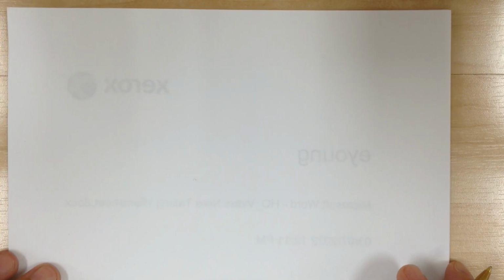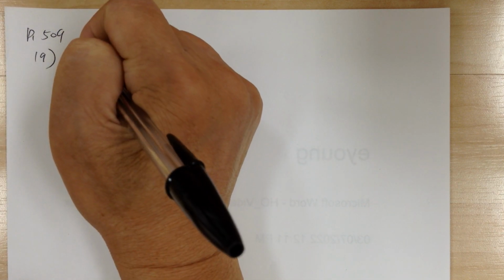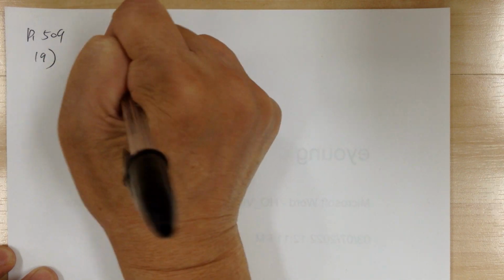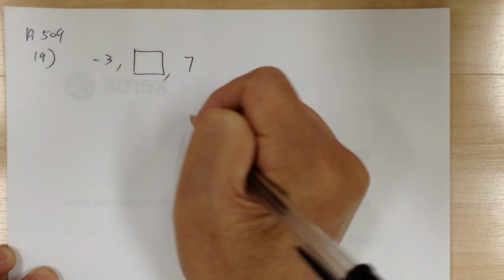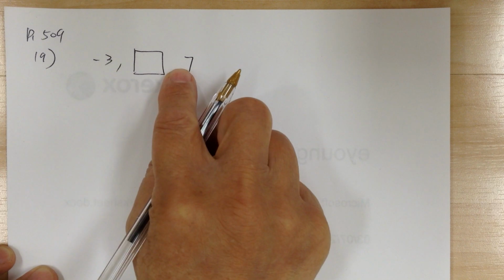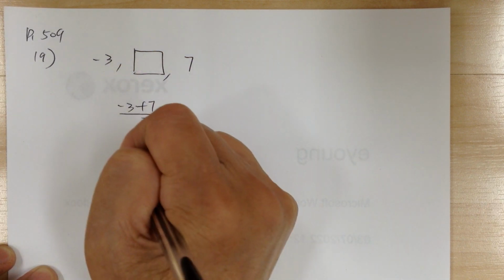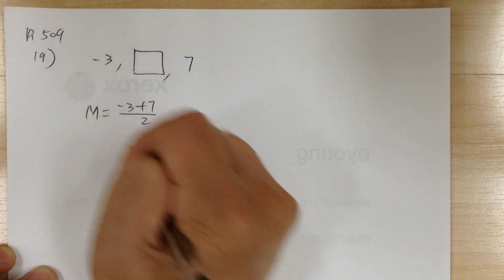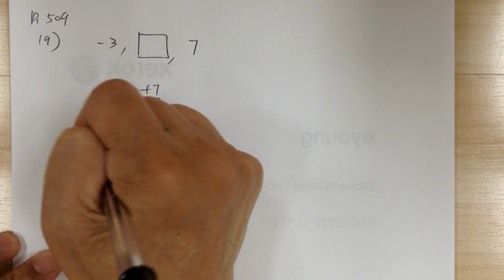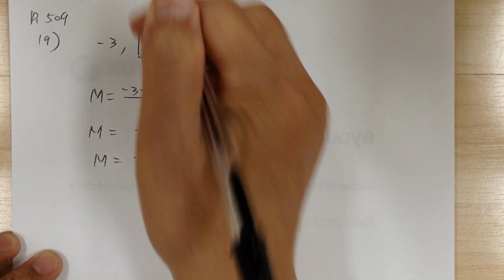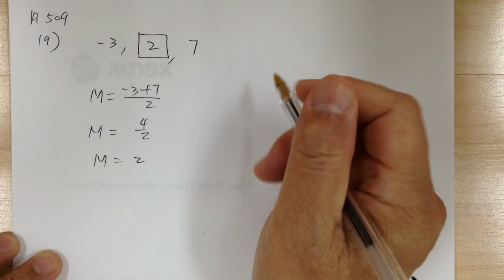Okay, let's go to the next one. Number 19. You're looking for the arithmetic mean, so that's very easy, because that means only one number in between. To find a number in between, you just average the two, right? So negative 3 plus 7 over 2. So the mean equal to 4 over 2. So the mean equal to 2. So the middle number is 2, and that's it.